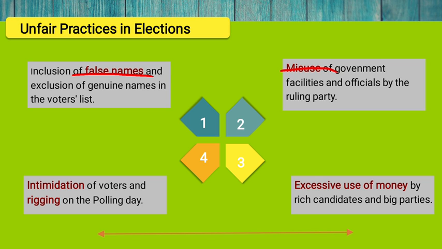Third is the excessive use of money by the rich candidates and big parties so as to be at an advantage over the poor or the independent candidates. Lastly, the intimidation of voters and the rigging on the polling day. It means either threatening the voters to vote for a particular party or a sort of booth capturing, where the party members of a particular party come and capture the booth and alter the votes as per their convenience.